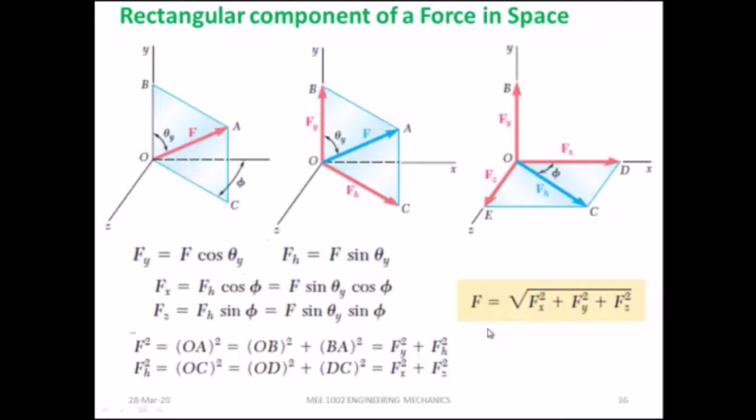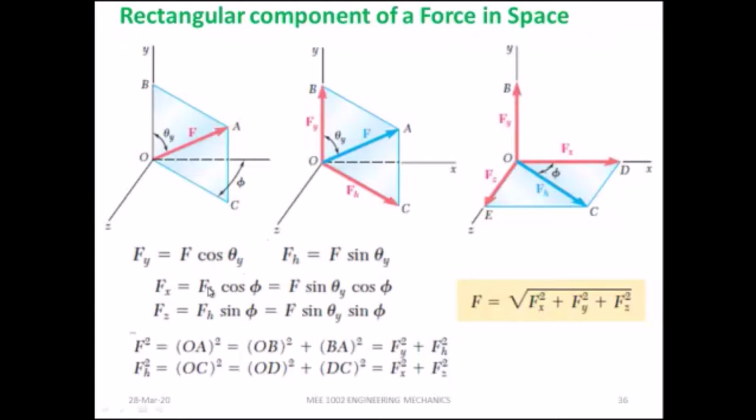So let us now learn the force that is in space, a force that is inclined to the x, y and z axis. Now we can get the rectangular components for this force. When we resolve this force into a horizontal component and a vertical component, the vertical component becomes Fy and the horizontal component is inclined to the x and z axis.